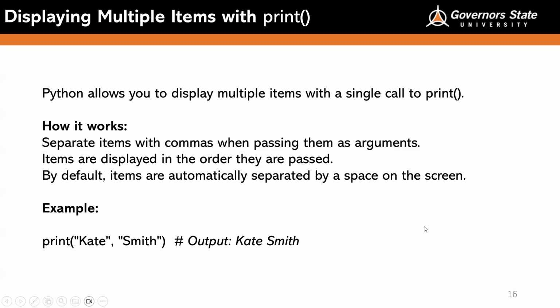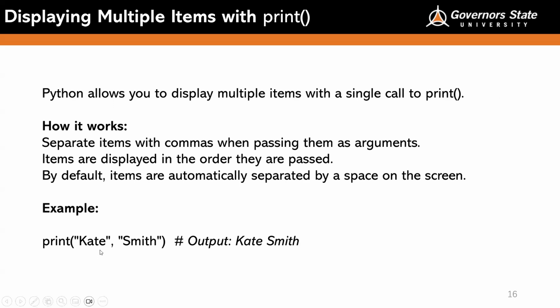Python also allows you to display multiple items with print. So you can print multiple items with just a single line of code. You just separate the items with commas when passing the arguments. Items are displayed in the order they are passed. By default, the items are automatically separated by a space on the screen.